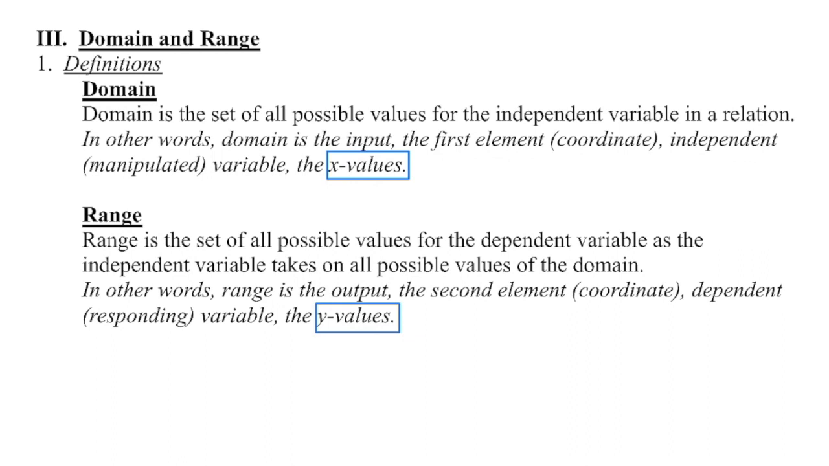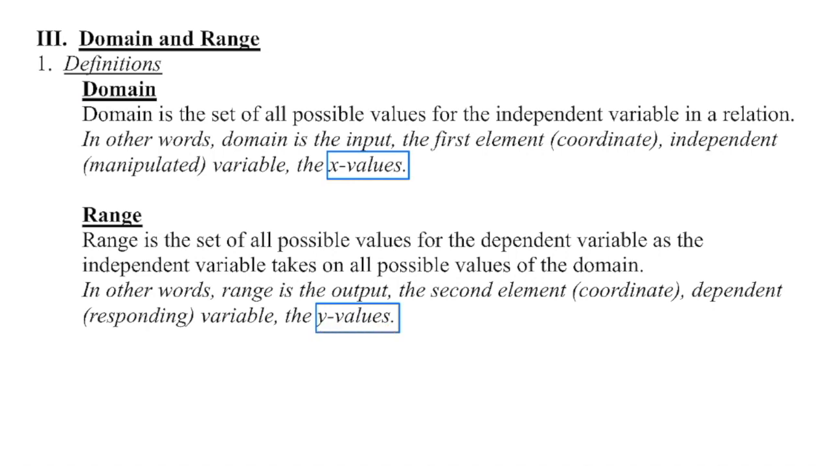Domain and range are used to describe where a graph lies on a Cartesian plane. Domain is specifically looking at the x-axis. So what are all x values of that particular graph? Range is looking at the y-axis, or what are all of the y values of that particular graph.